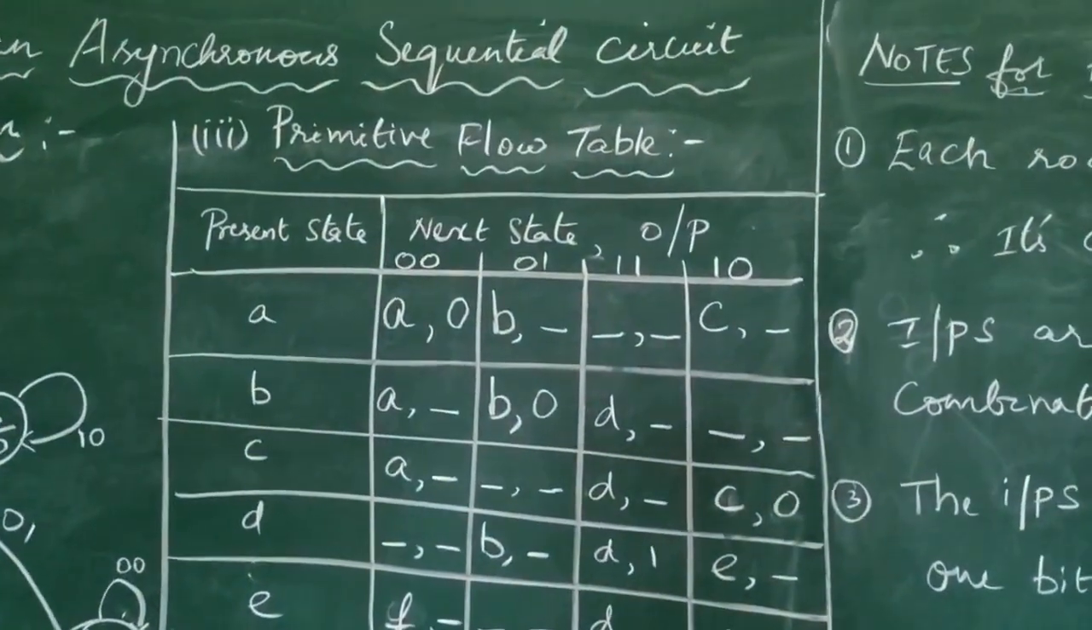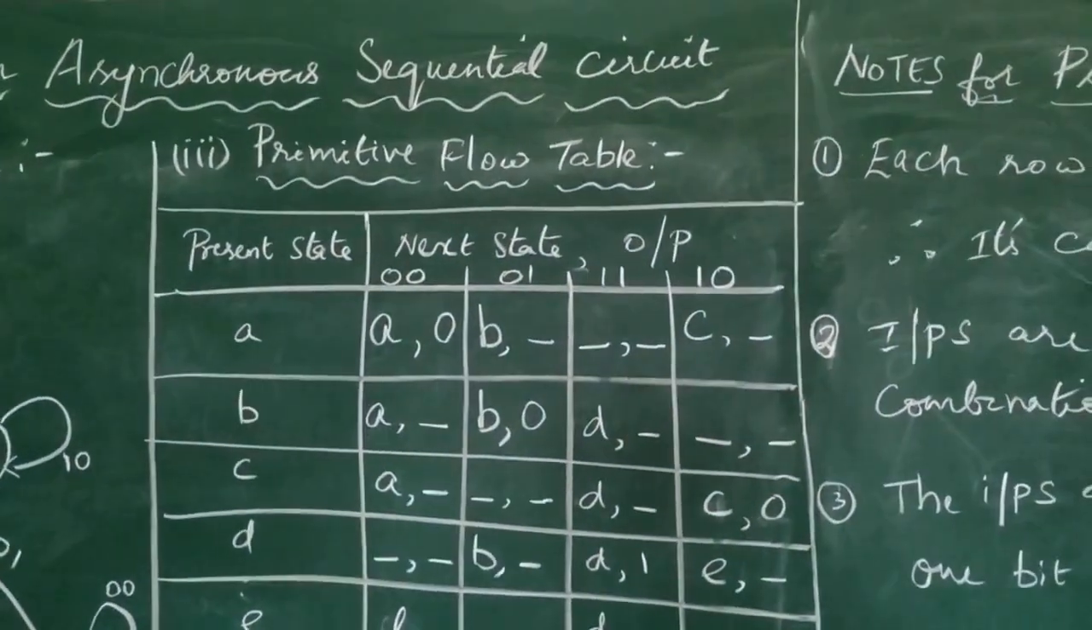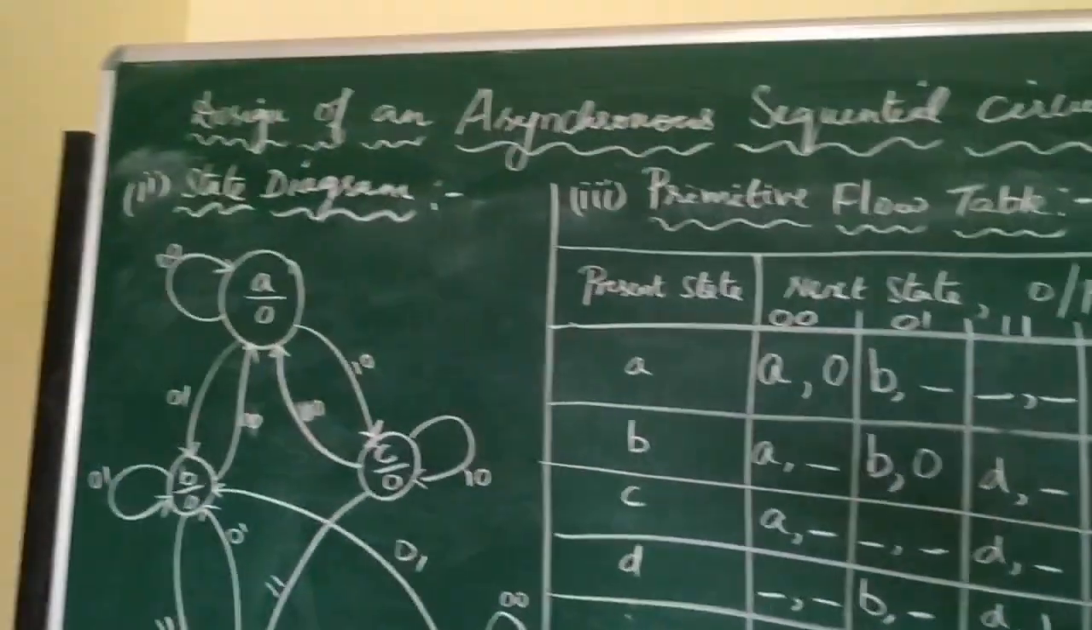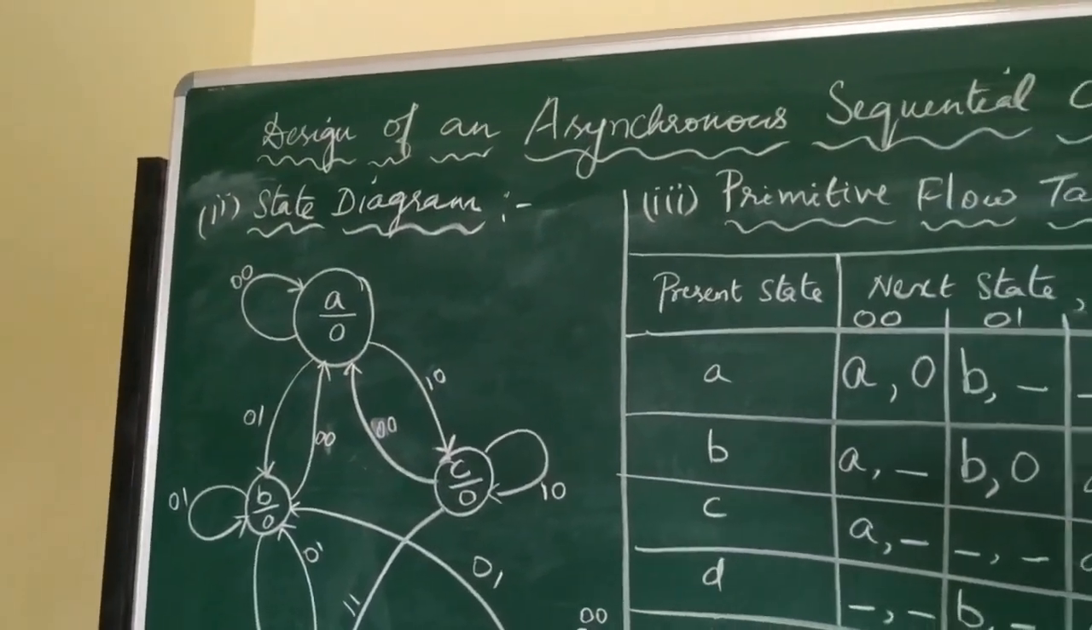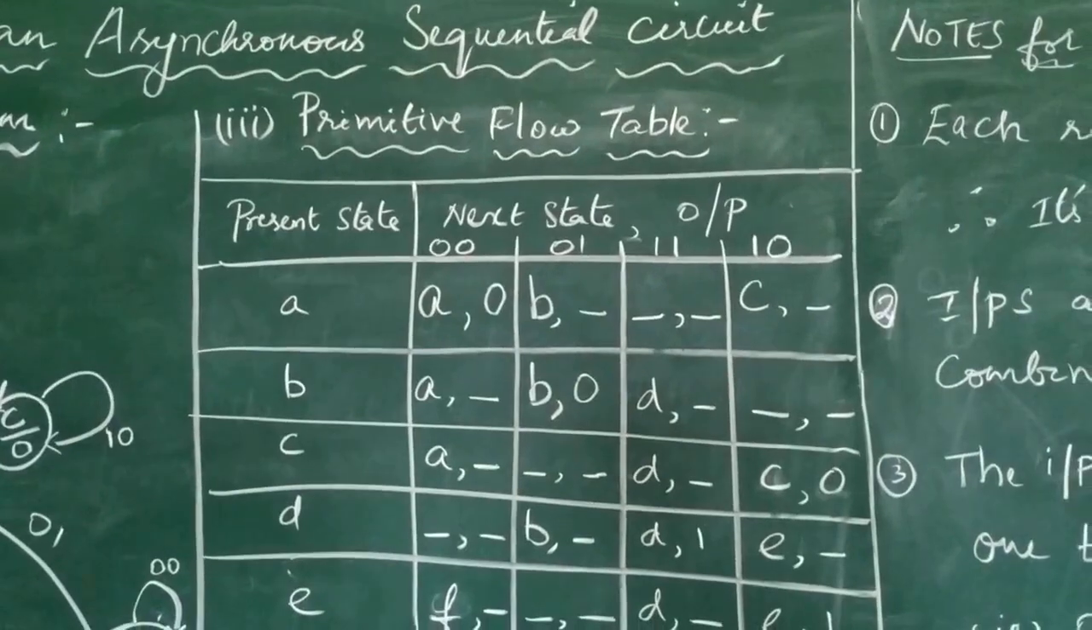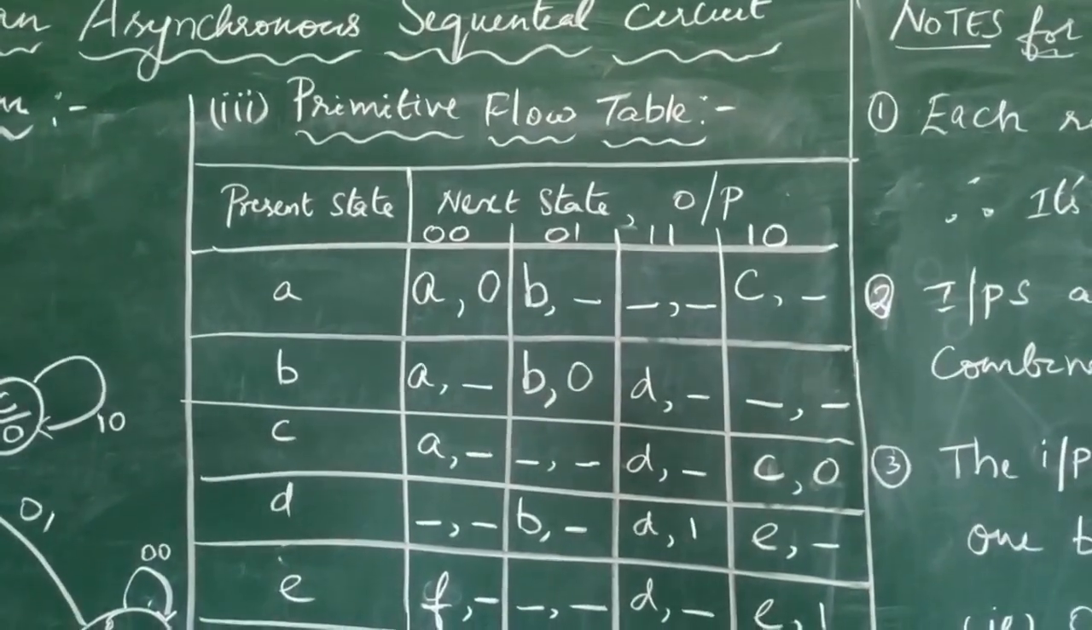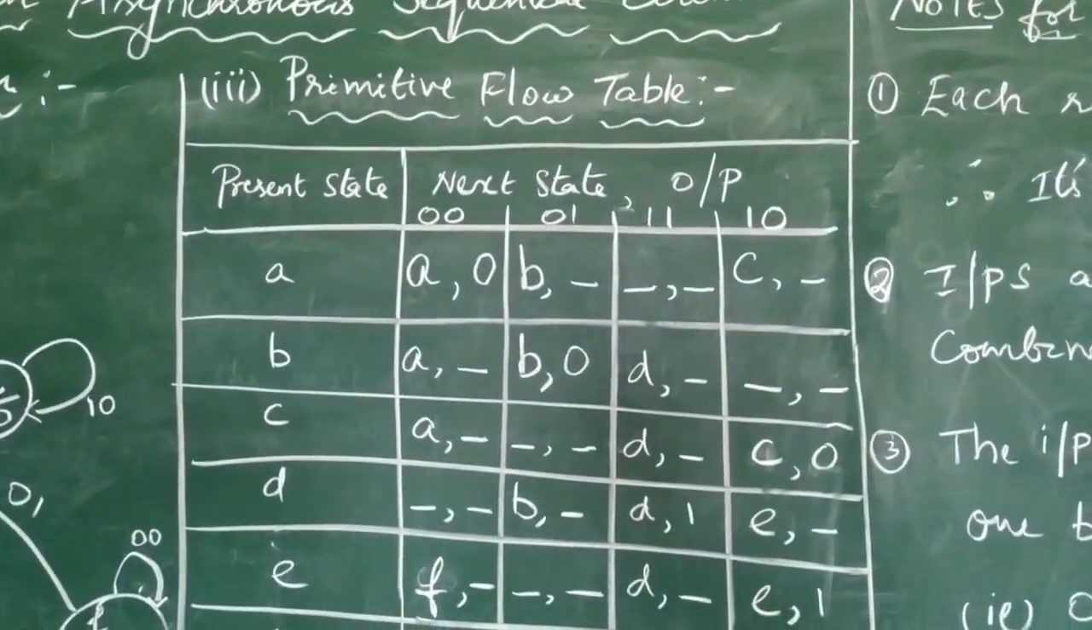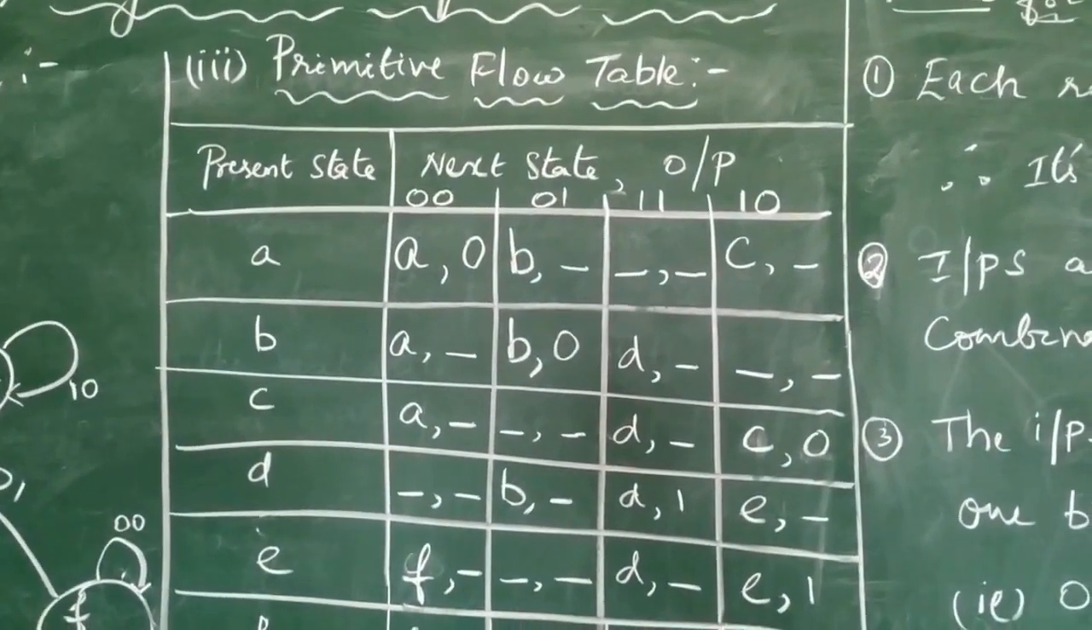Both are marked dash for 1, 1 in A. Why? It is a 2-bit change. What is the A in A? It is in 0, 0. So A is stable in 0, 0. If it transits or causes a transition to 1, 1, then it is going to be a 2-bit change.